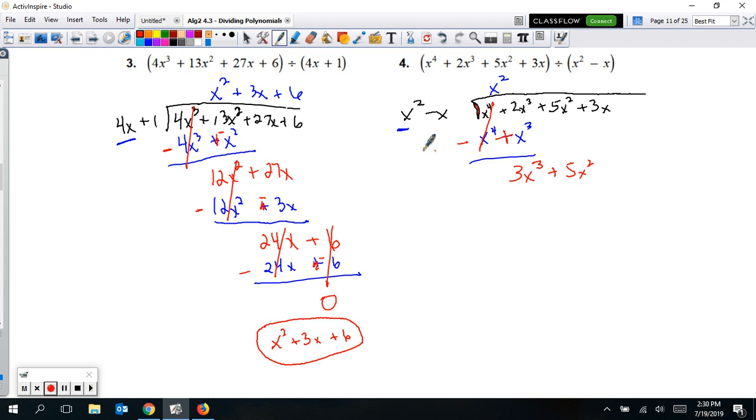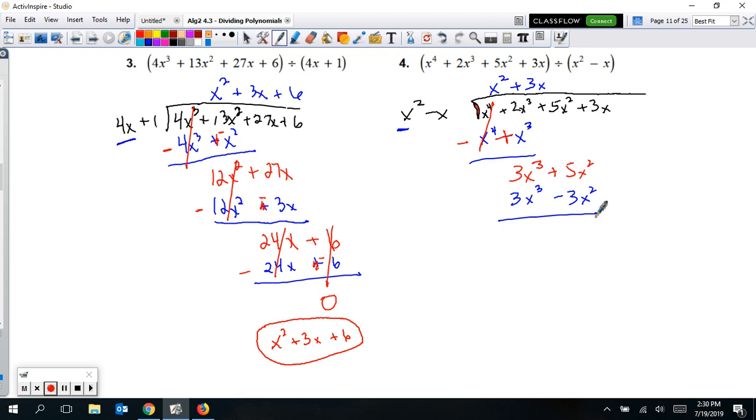And then what do you multiply x squared by to get 3x to the 3rd? Well, you need an x and you need a 3. So it's going to be plus 3x. So plus the 3x here. So 3x times the x squared is 3x to the 3rd. 3x times negative x is negative 3x squared.